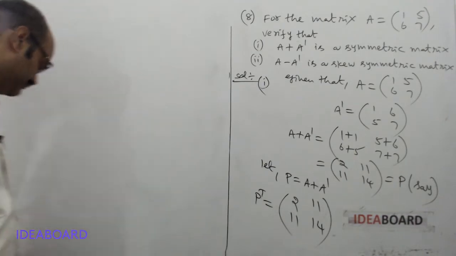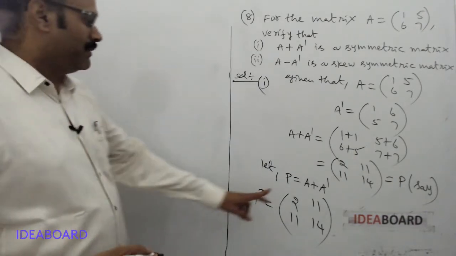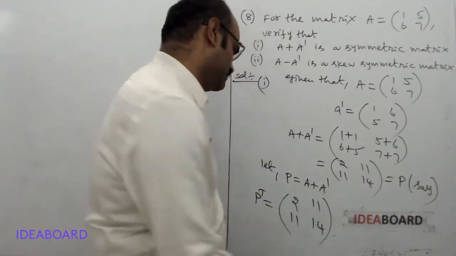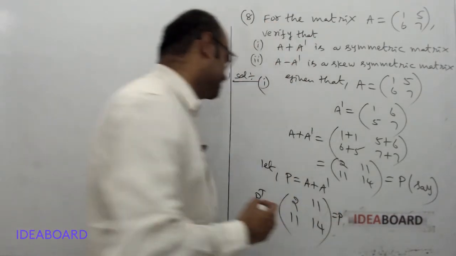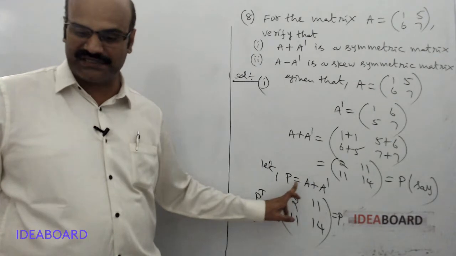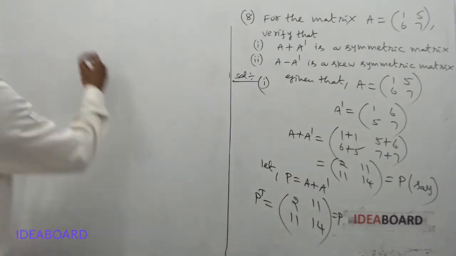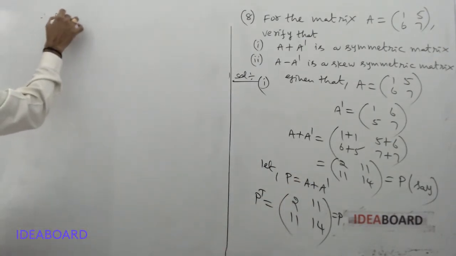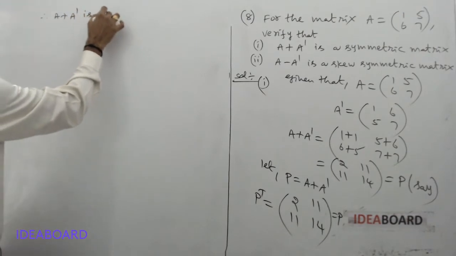Therefore, here we have P transpose equal to P. Since P transpose equal to P, we say that P is said to be symmetric. Therefore, A plus A transpose is symmetric.